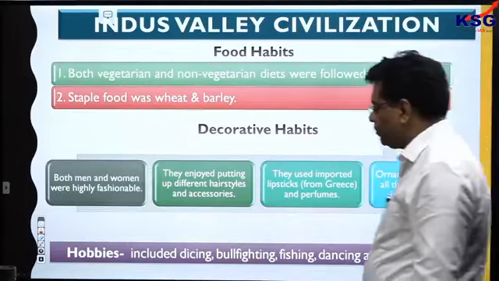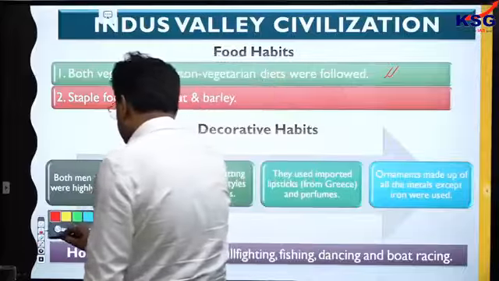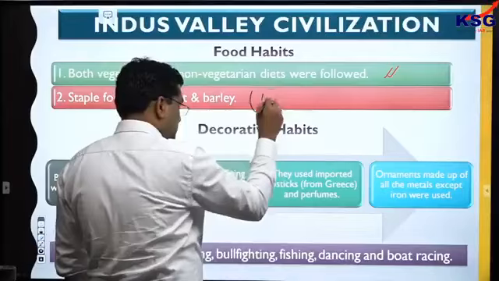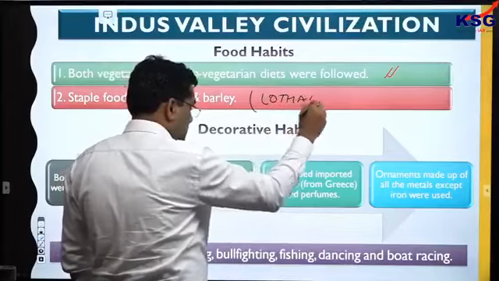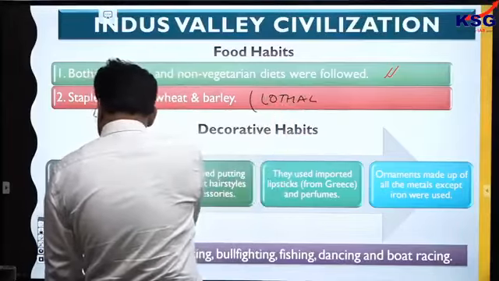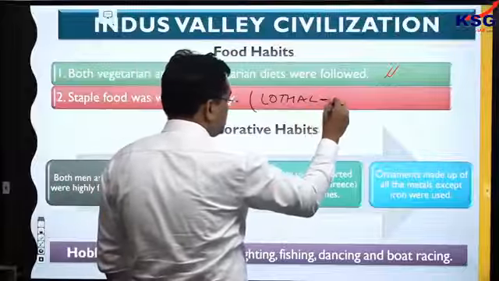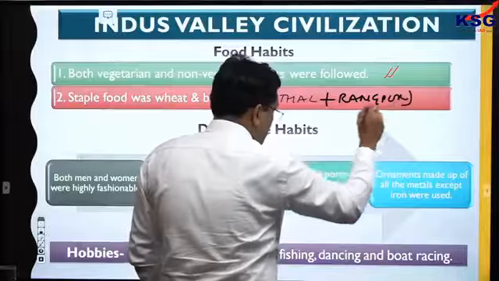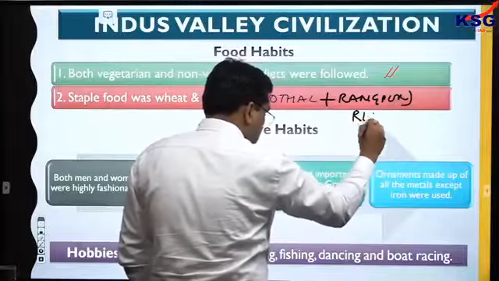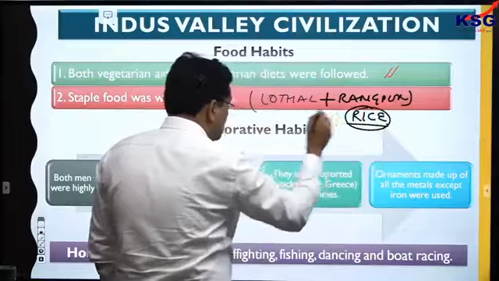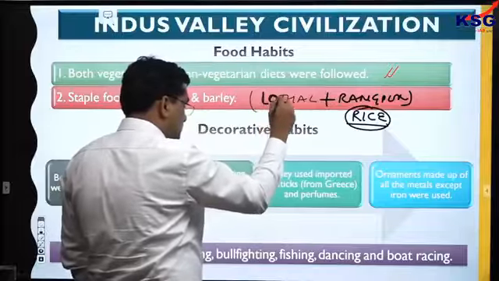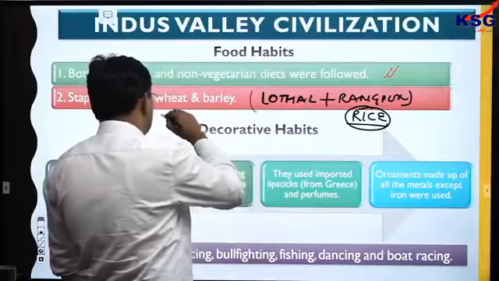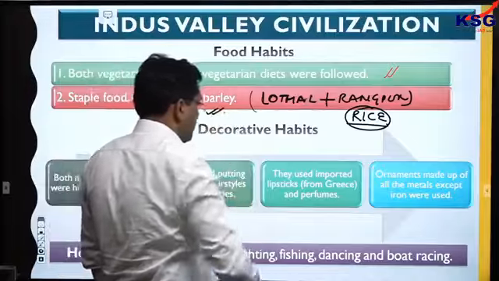I told you that Lothal plus Rangpur is the place where we have the rice. And otherwise the staple diet was wheat and barley.